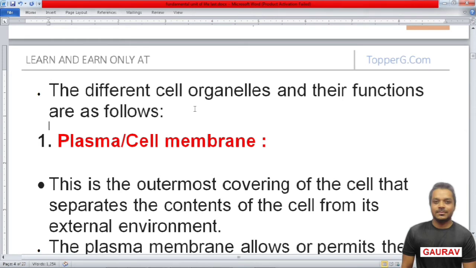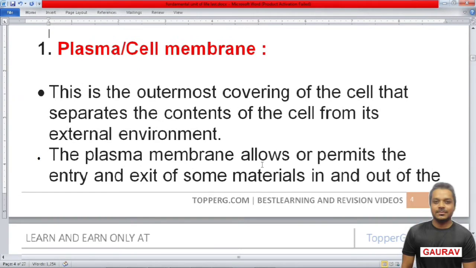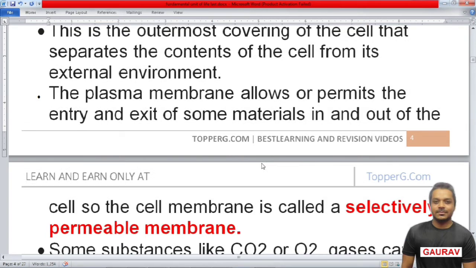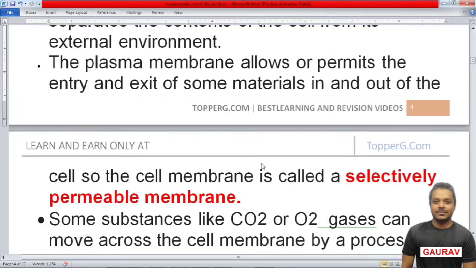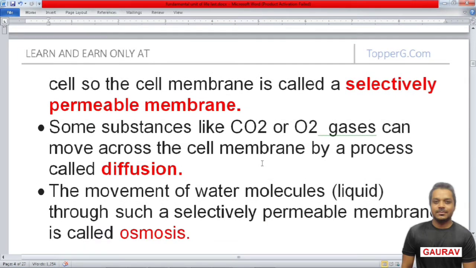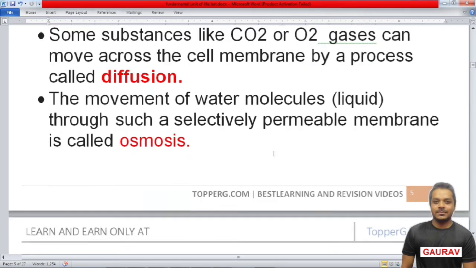Plasma cell membrane. This is the outermost covering of the cell that separates the contents of the cell from its external environment. The plasma membrane allows or permits the entry and exit of some materials in and out of the cell. So the cell membrane is called a selectively permeable membrane. Some substances like CO2 or O2 gases can move across the cell membrane by a process called diffusion. The movement of water molecules, liquid, through such a selectively permeable membrane is called osmosis.